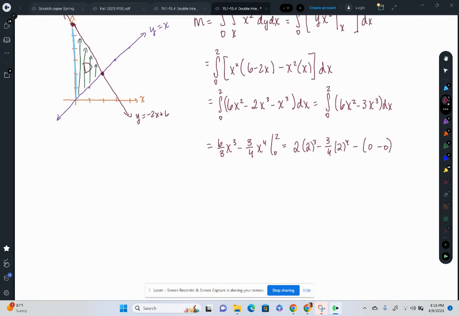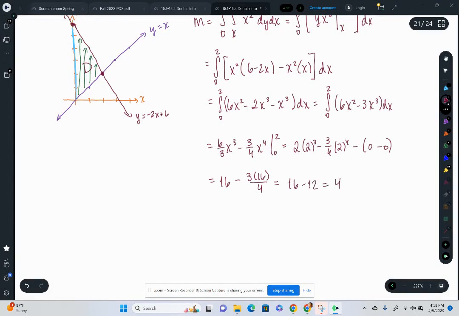2 cubed is 8, times 2 is 16. 2 to the fourth power is 16. So I get minus 3 times 16 over 4, just so we see it. The 4 goes into the 16 4 times, and 3 times 4 is 12. So I have 16 minus 12, which is a grand total of 4.